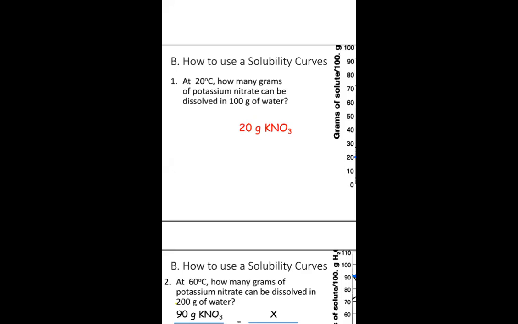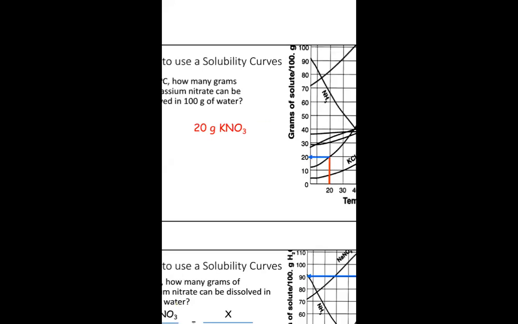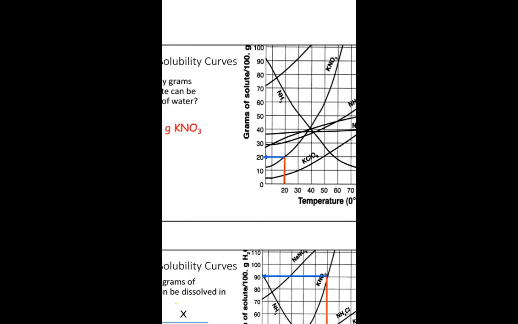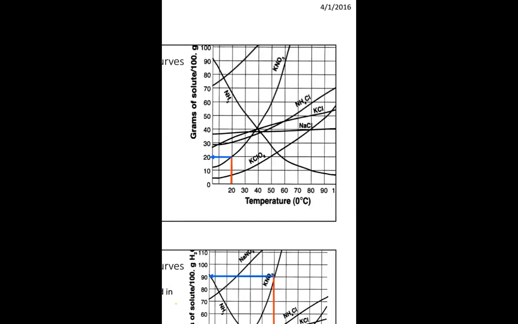So if you look at this, we have at 20 degrees Celsius, how many grams of potassium nitrate can be dissolved in 100 grams of water? So that's the question. So at 20 degrees Celsius, what is going to be the mass of potassium nitrate that will dissolve in 100 grams of water? So that is the solubility. So how much soluble is it going to be at that temperature? So the temperature given is 20 degrees Celsius. So we go to the graph, as you can see here, we have 20.